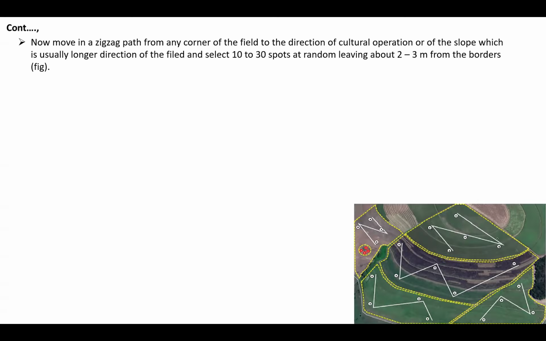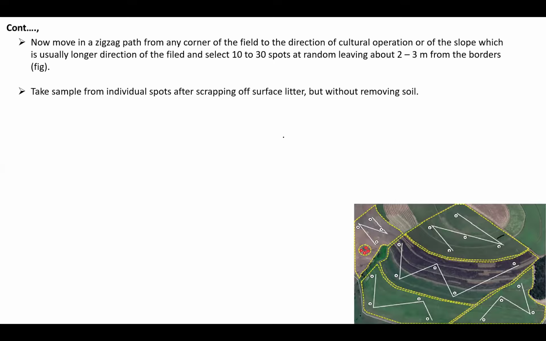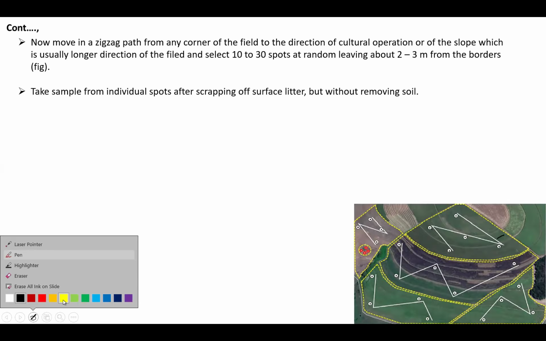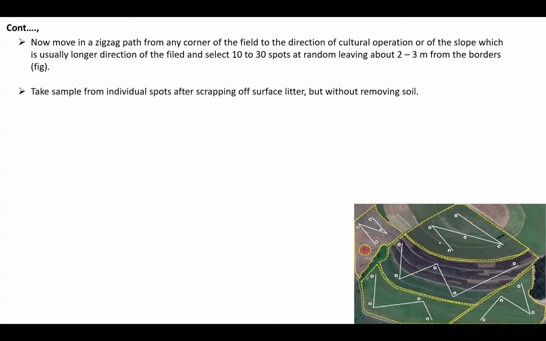There is almost a 2 to 3 meter distance. So by keeping that distance, we are collecting soil samples in a zigzag manner and we are not crossing our soil boundary units. Followed by, take the samples from individual spots after scraping the surface litter. This is very important. So again, you are taking a soil sample from here, and you are collecting a soil sample from here.